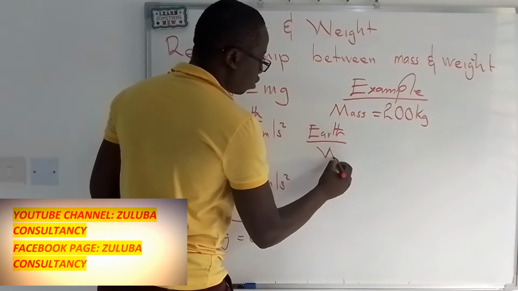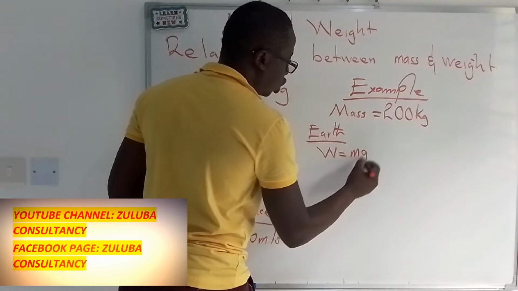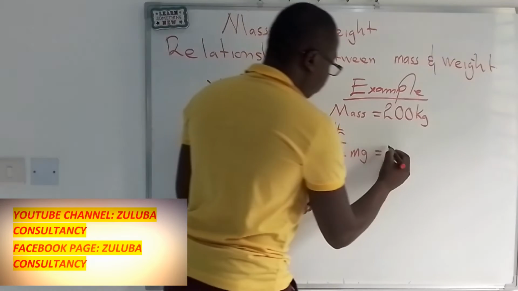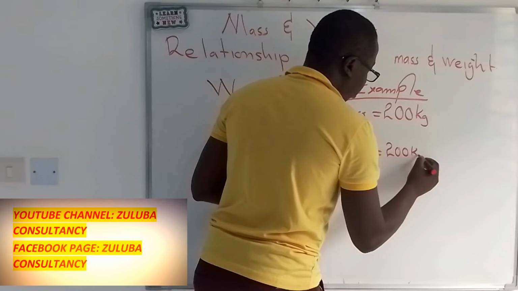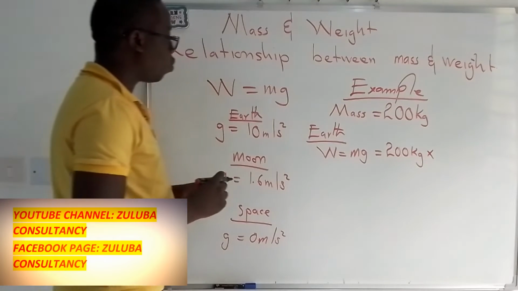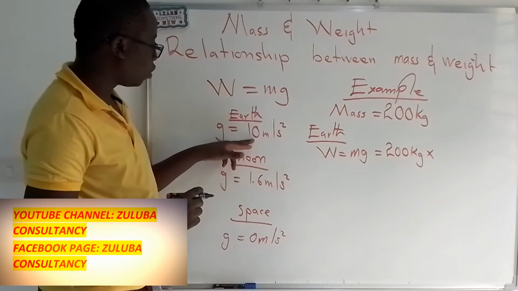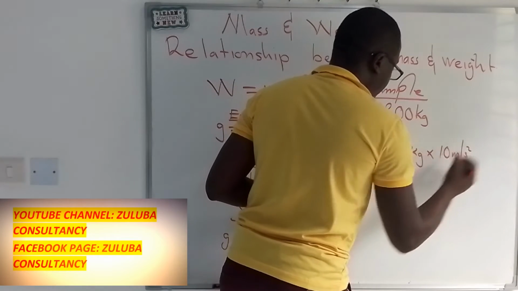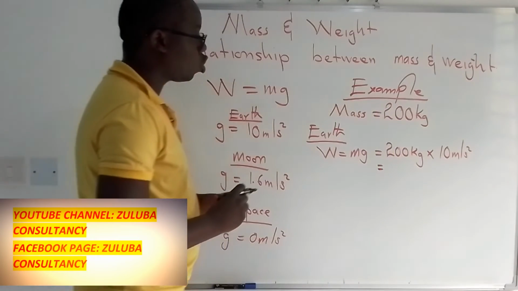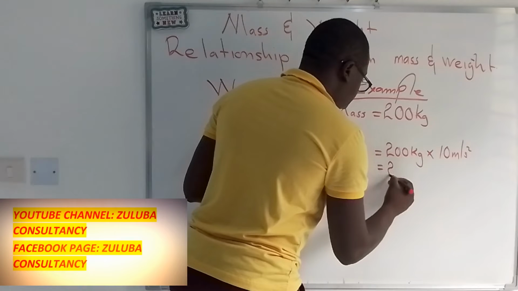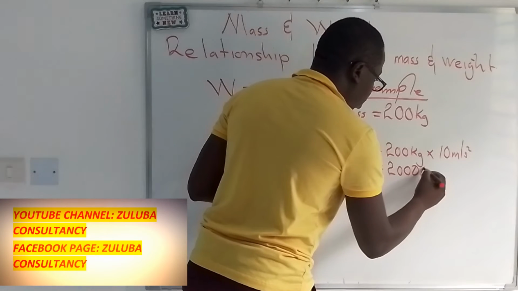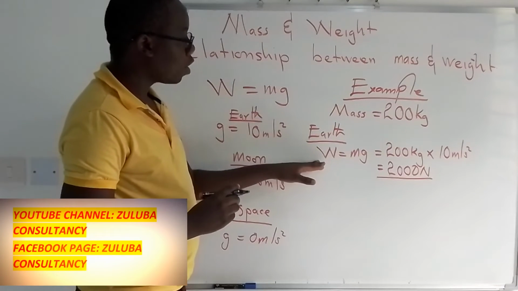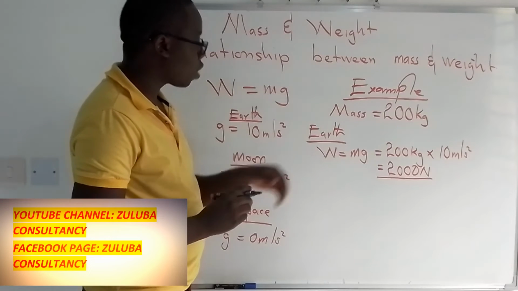Remember, the formula is weight is equal to mg. So our m is the mass. We have the mass is 200 kilograms. We are multiplying it with the acceleration due to gravity on Earth, which is 10 meters per second squared. When you multiply the two, you will get 2,000 newtons. So this is the weight of this object on Earth.